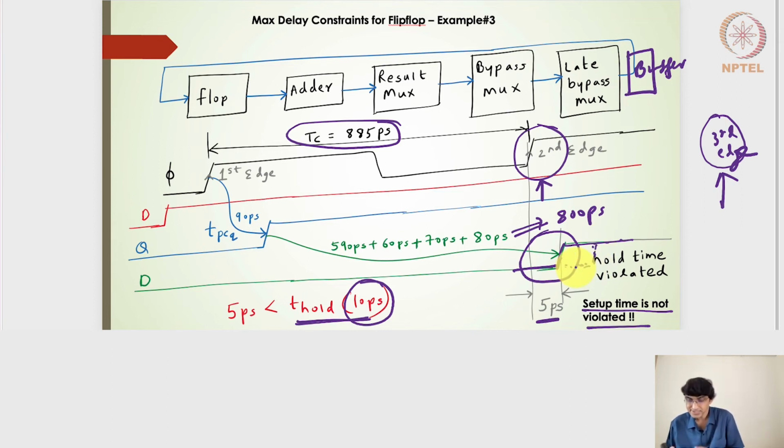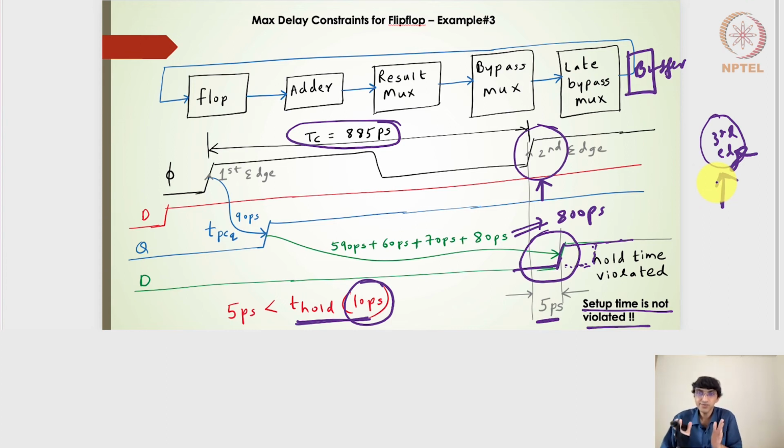So in that sense, I will not have a hold time failure, and I will not have a setup time failure, and then we can confidently say that the output will be captured in the third clock edge. The output which is captured in the first clock edge will be captured in the third clock edge, and then it will be captured in the fifth clock edge, and so on, right?